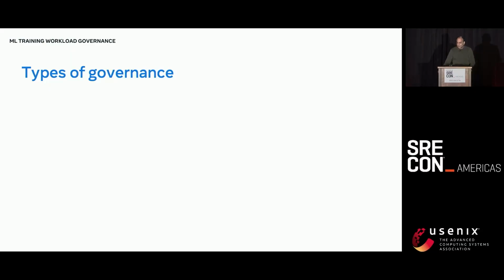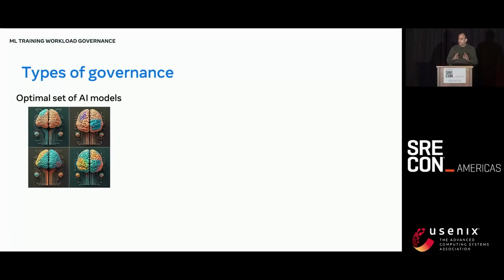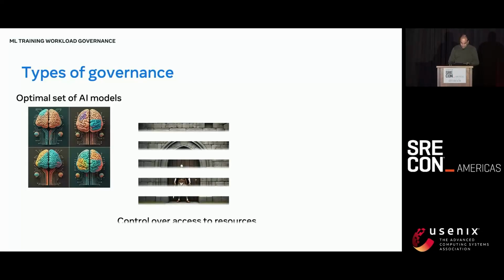So let's look at different kinds of governance we can do in the ML training space. One kind of governance is to get the right, optimal set of AI models. As the number of models scale, so does your cost. Also, over a period of time, you will be collecting models, and models need to be deprecated. Having the right portfolio of models is really important to get the best ROI for a business.